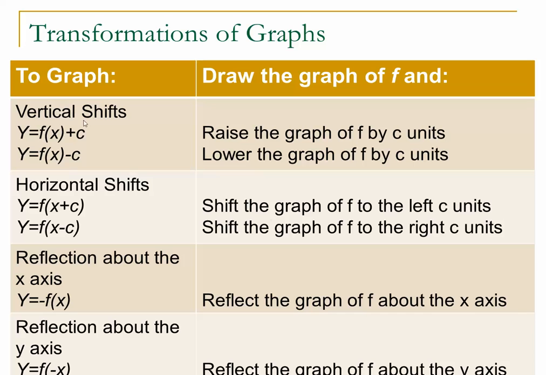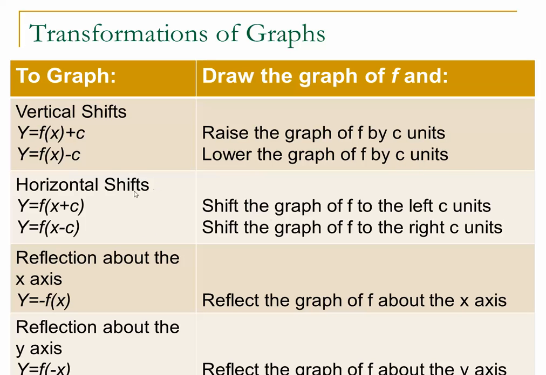So taking a closer look at each of these categories, looking at the vertical shifts, we have y equals f of x plus c, or y equals f of x minus c. So we have the function there intact, and then we just add some number to it. C is always representing just some number. So y equals f of x plus c, the description of that is to raise the graph of f by c units. Y equals f of x minus c, the description would be to lower that graph of f of x by c units.